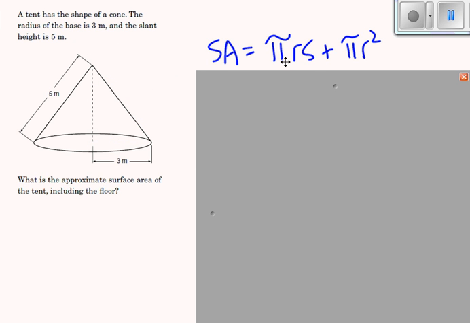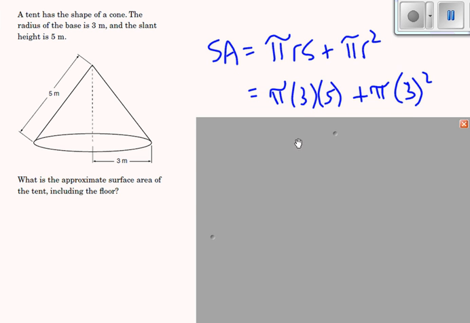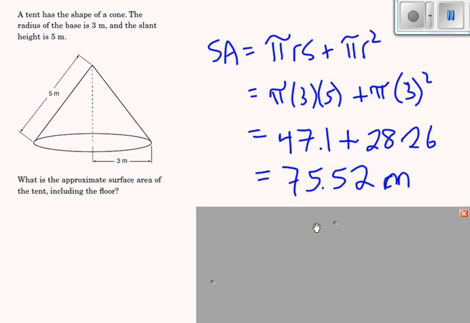However, this one's much more straightforward. They gave us absolutely everything we need. So this is just a question of substitution, calculator, and we're done. 75.52.